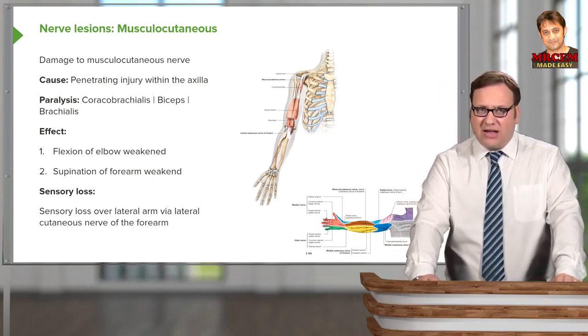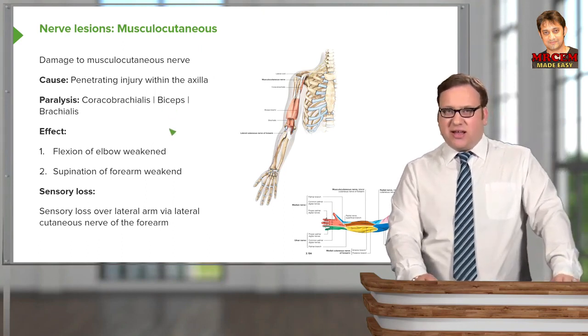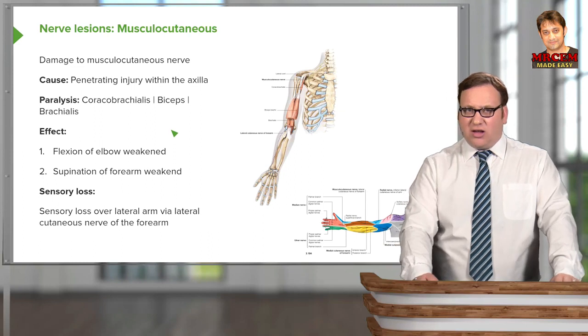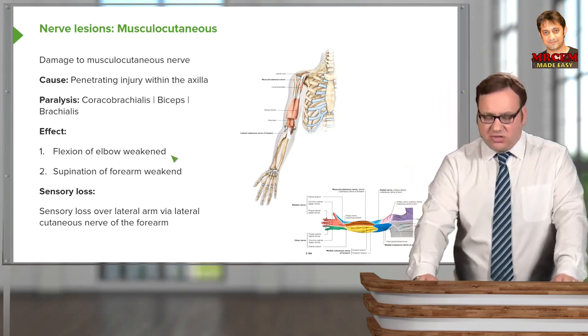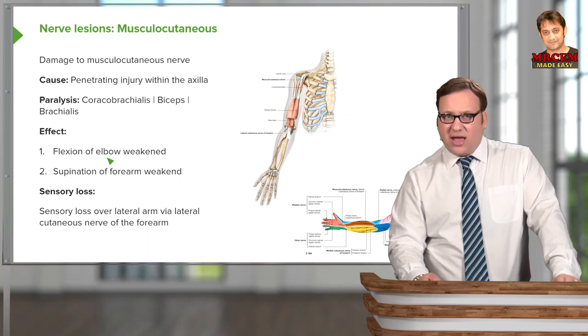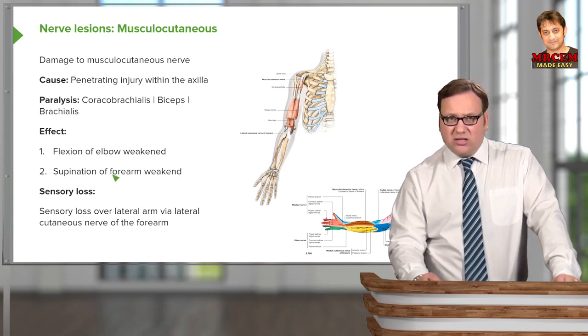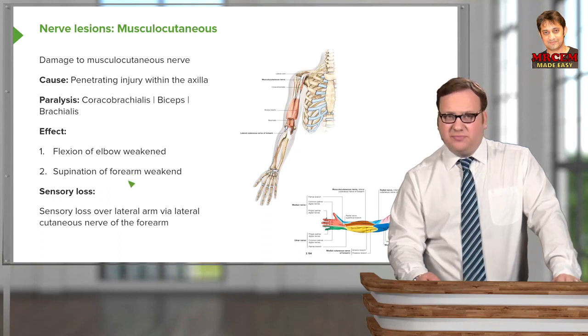If the musculocutaneous nerve is damaged, then these muscles are not going to have that innervation, so they will become paralyzed. If you appreciate the effect of these muscles contracting on the elbow joint and on the radio-ulnar joints, then you can appreciate that damage to the musculocutaneous nerve will lead to weakened flexion at the elbow and also weakened supination of the forearm.